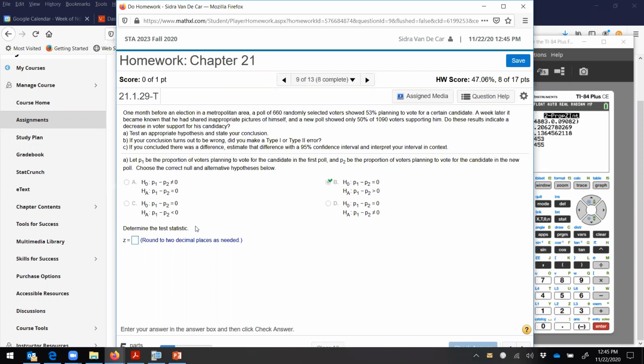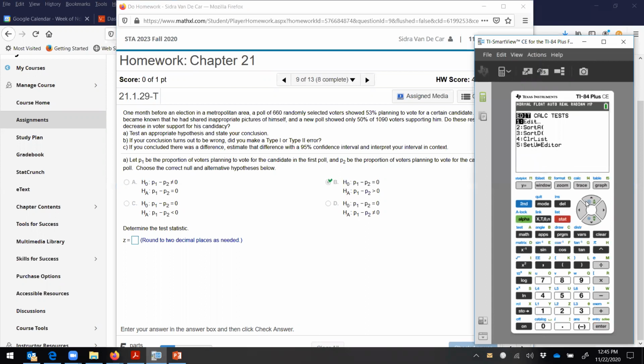Determine the test statistic. So we're going to go over here, stat, tests, and now we're doing a 2 proportion Z test, option 6. So this was 0.53 times 660. So 350 out of the 660. And this one is half of 1090. So because it's 50%, so half of it.